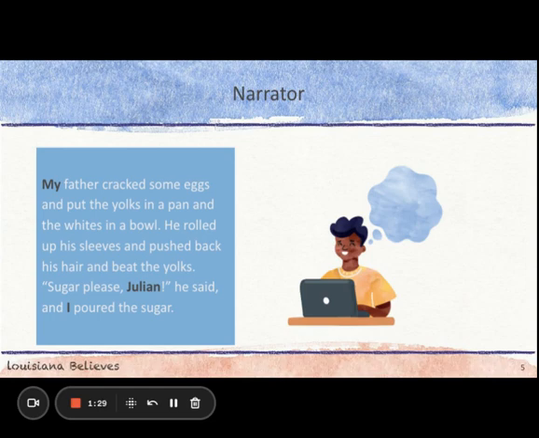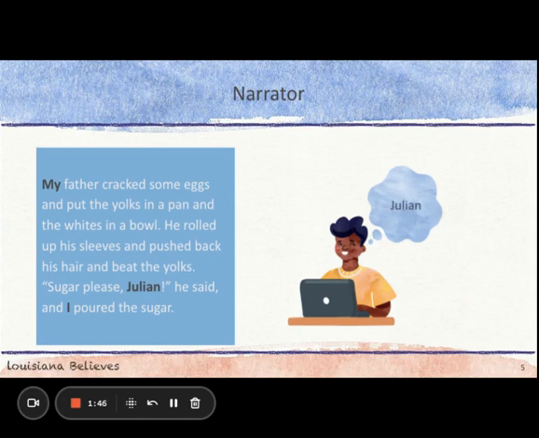My father cracked some eggs and put the yolks in a pan and the whites in a bowl. He rolled up his sleeves and pushed back his hair and beat the yolks. "Sugar, please, Julian," he said, and I poured the sugar.